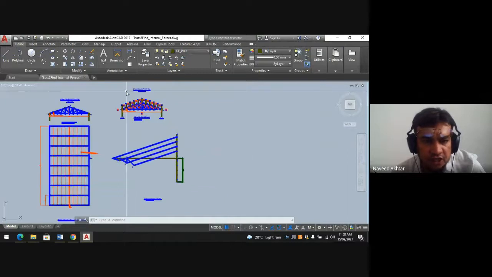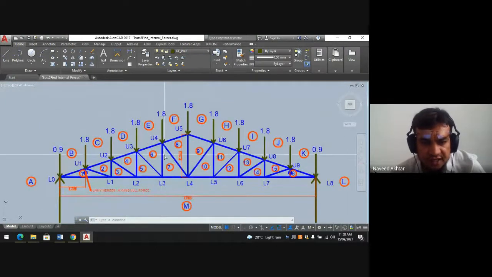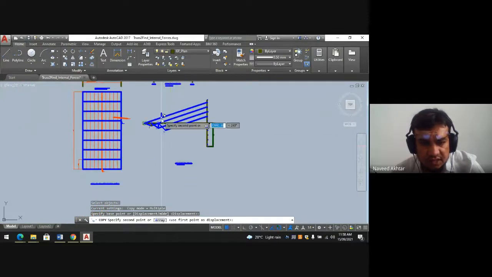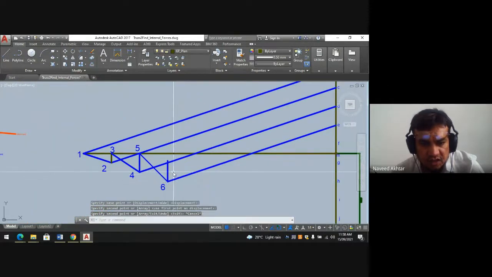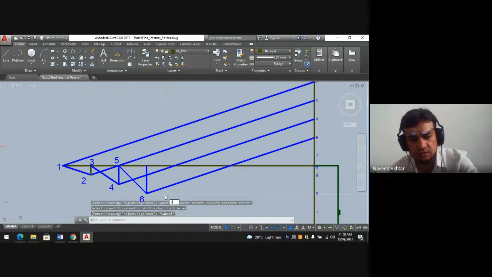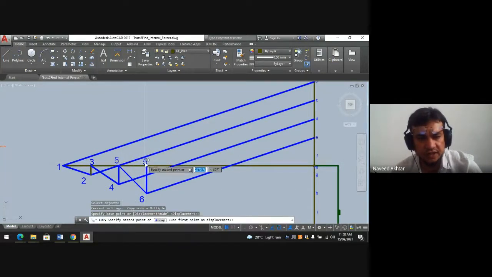Now 6 to 7 is vertical line, and 7 to M is the horizontal line. Horizontal, and 6 to 7 is vertical. I will draw 6 to 7 and extend to the M. You will get the point. So this is nothing but point 7. I will write down here, this point 7.